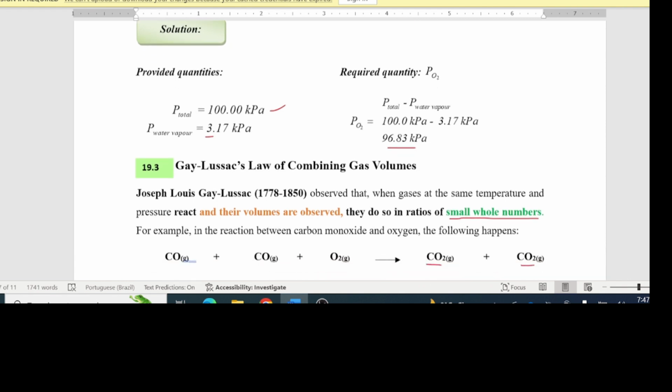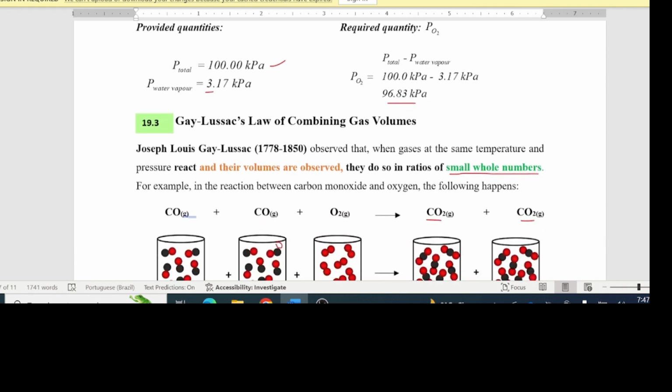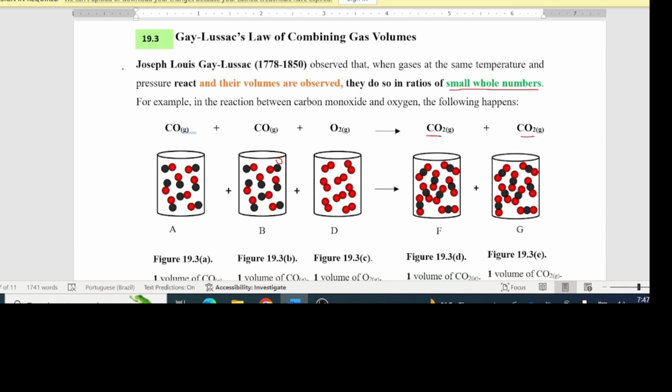Now we go on to Gay-Lussac's law of combining gas volumes. That's his whole name there, Joseph Louis Gay-Lussac.